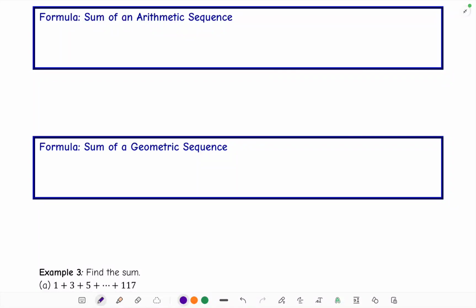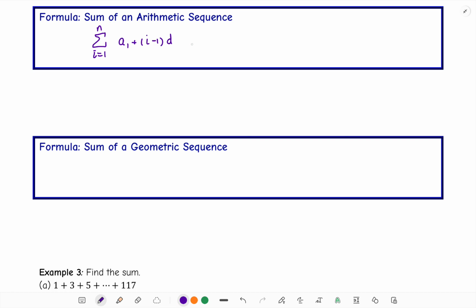Hello, this is part 2 of section 9.2. And the first thing we're going to do is come up with the sum of an arithmetic sequence. If it's an arithmetic sequence, that means it's a sub i equals a sub 1 plus i minus 1 times d. I want to use i though instead of n. And we're taking the sum of i equals 1 to n.